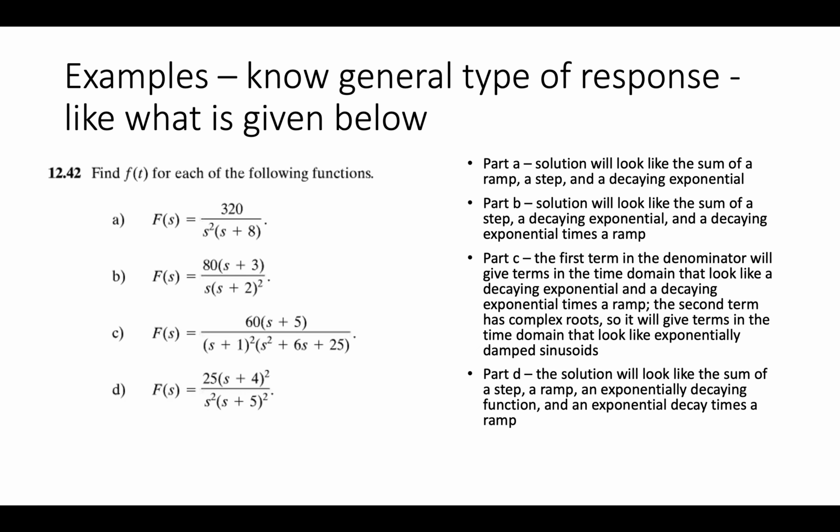Without doing any of the mathematics, you know that in the time domain, this is going to look like the sum of a ramp, a step, and a decaying exponential. Part B, I know that the solution is going to look like a step from the s, a decaying exponential from the s plus 2, and the product of an exponential times a ramp from the s plus 2 squared.